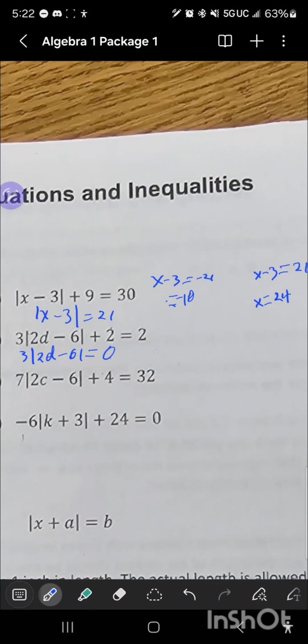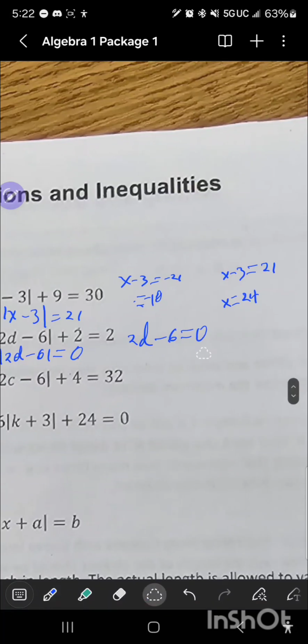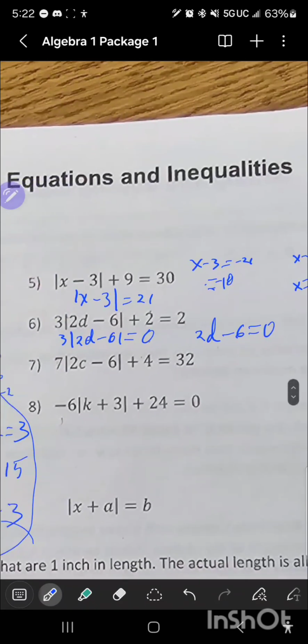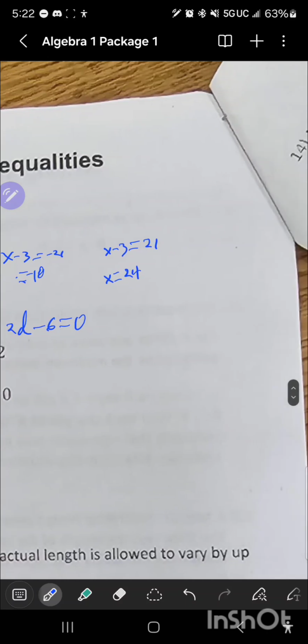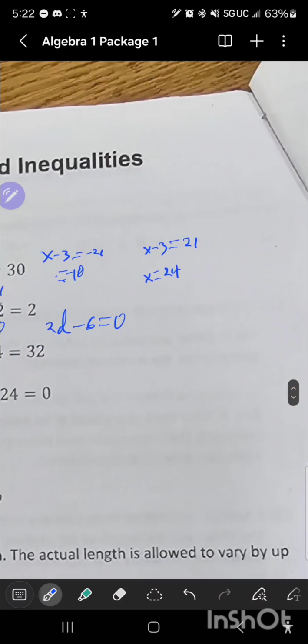So 0 divided by 3 is just 0, so we have the absolute value of 2d minus 6 equals 0. This is the only time that you only have one answer, when the absolute value is equal to 0. Since 0 doesn't have a specific sign applied to it, it can be either negative or positive. So let's just solve for it. We get that 2d equals 6. We divide both sides by 2, and we get that d equals 3.